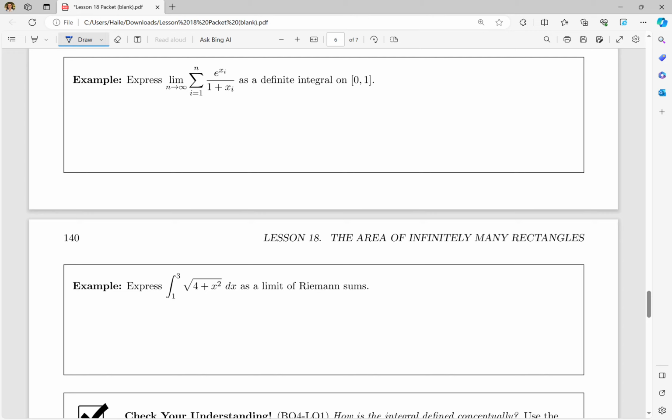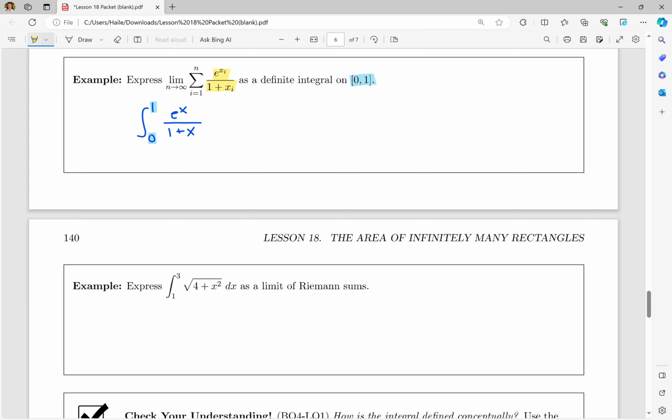Okay, so first of all, I know I'm going to need my integral notation, and my bounds come from my interval. This interval gives me my bounds. Next I need a function. My function is the piece in here, so maybe I highlight that in yellow. The only difference when I write it in the integral is I'm not going to have the i's on the x's anymore. So I'm going to have e to the x over 1 plus x, and that's it.